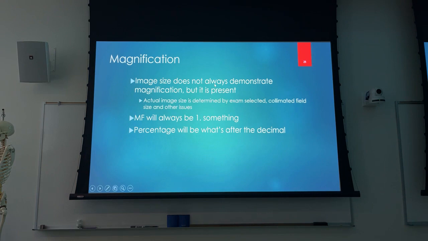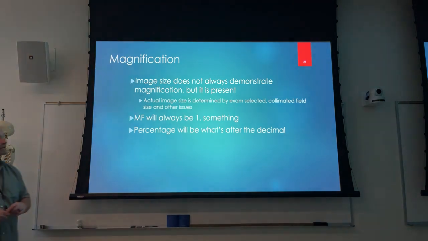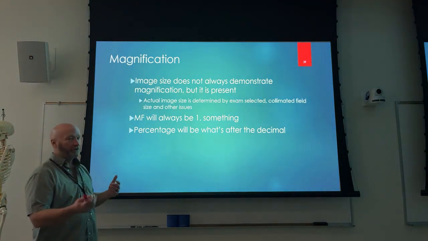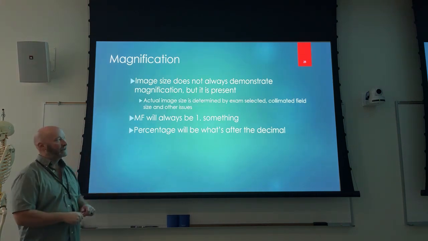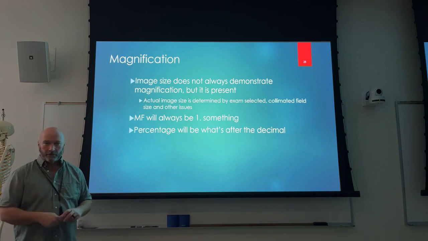All right, so the image size doesn't always demonstrate magnification, but it's present because it can be very minimal. Actual image size is determined by the exam selected. The collimated field gives us the appearance of magnification or loss of size, demagnification, so to speak, in the digital world.